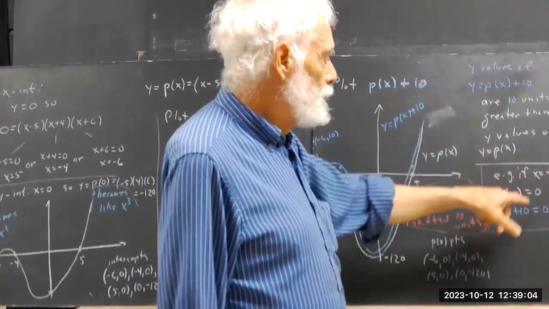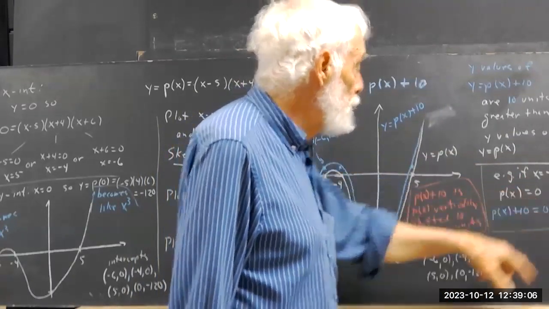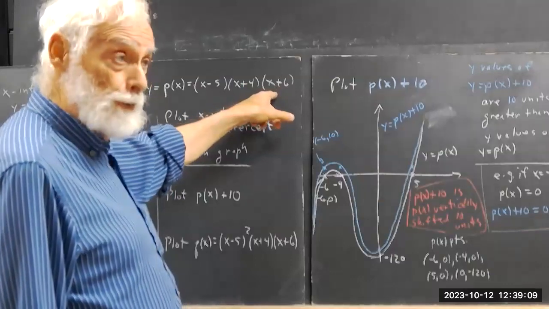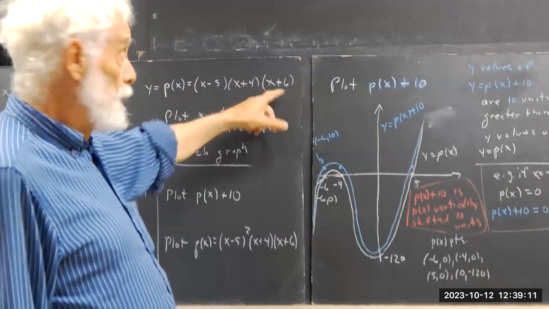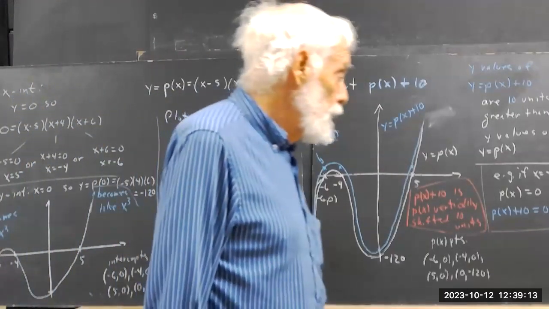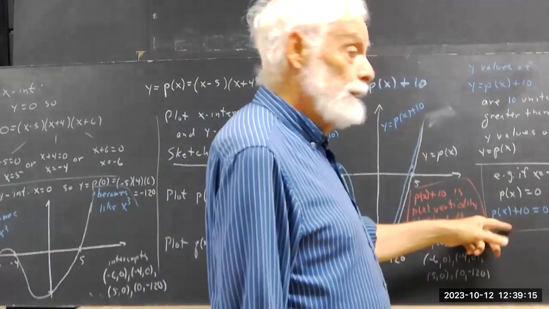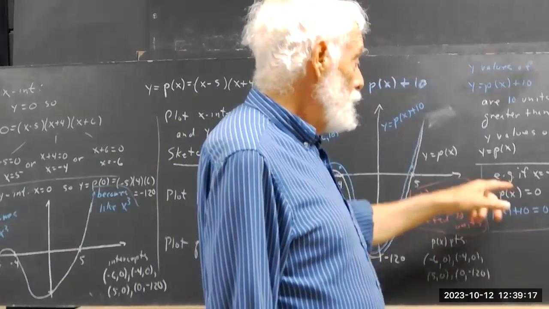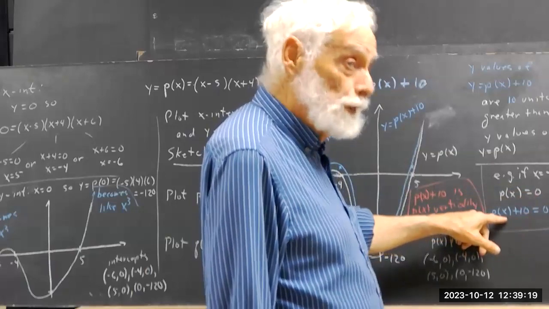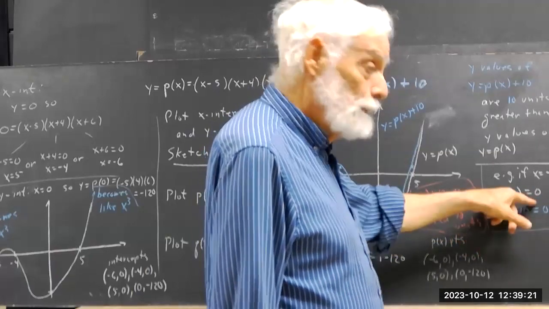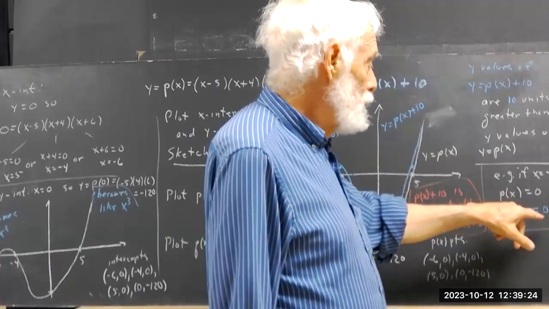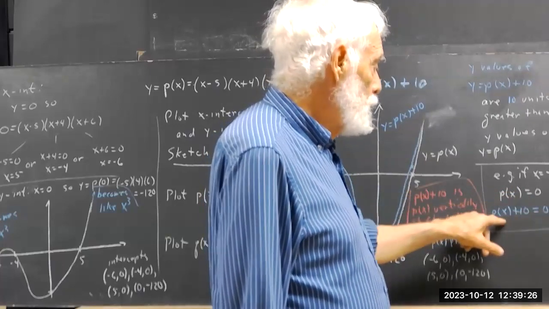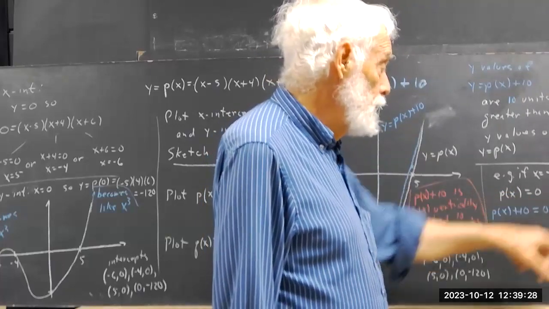An example, if x equals negative 6, p of x is 0. Let's go back to this p of x function. There's your x plus 6. X is negative 6, whole thing is 0. So what is p of x plus 10 going to equal? Well, p of negative 6 is 0, right? So you have p of negative 6, which is 0, plus 10. 0 plus 10, you get 10.